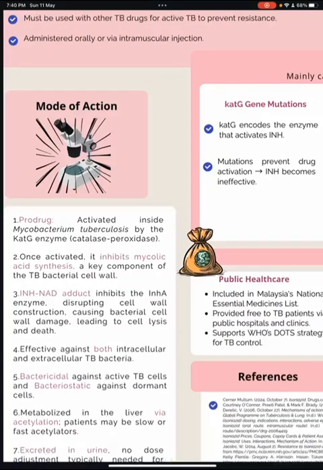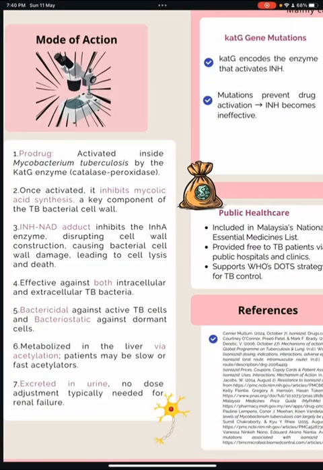Now, let's explore how it works. Isoniazid is a prodrug, meaning it becomes active only after entering the bacterial cell. Inside M. tuberculosis, it is activated by the enzyme KatG, a catalase peroxidase. Once activated, isoniazid disrupts the synthesis of mycolic acids, which are essential components of the TB bacterial cell wall. It forms a complex called the INH-NAD adduct, which inhibits an enzyme known as InhA that is essential for building the cell wall. This damage causes the bacterial cell to lyse and die.